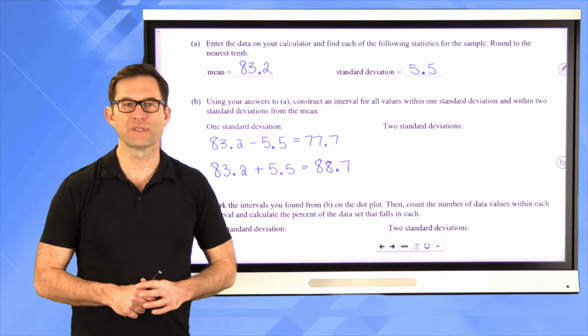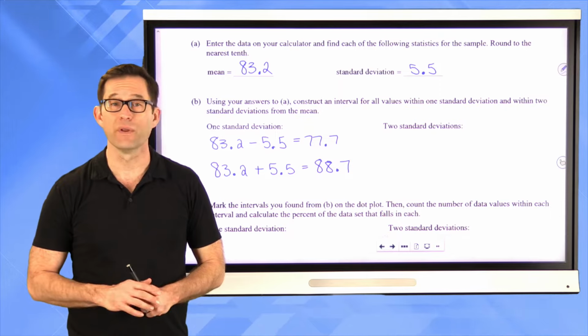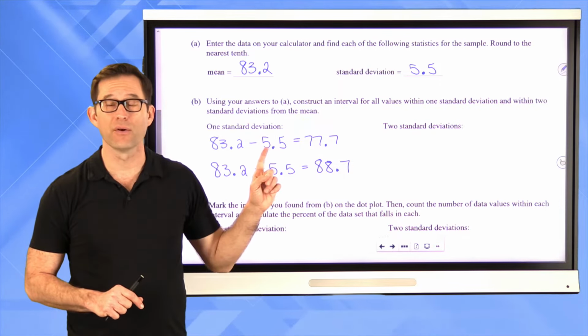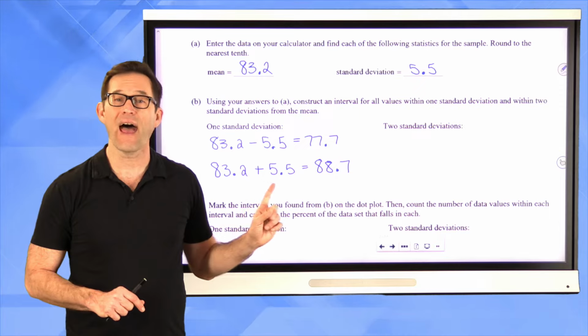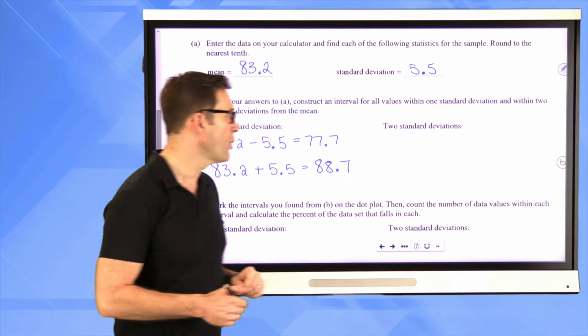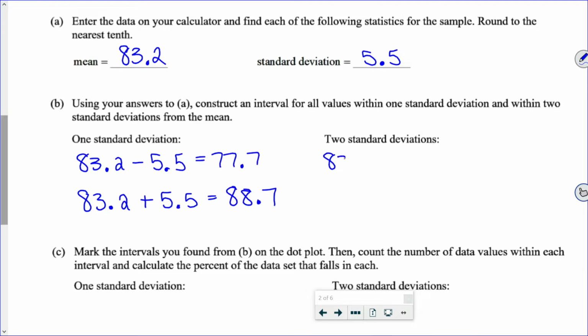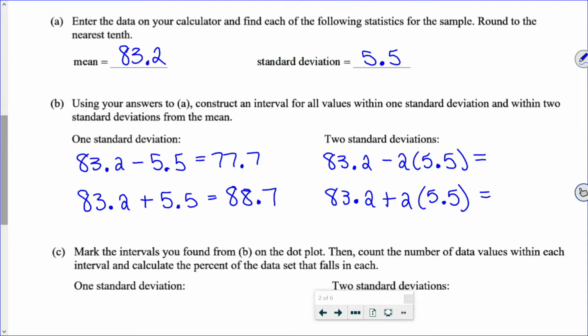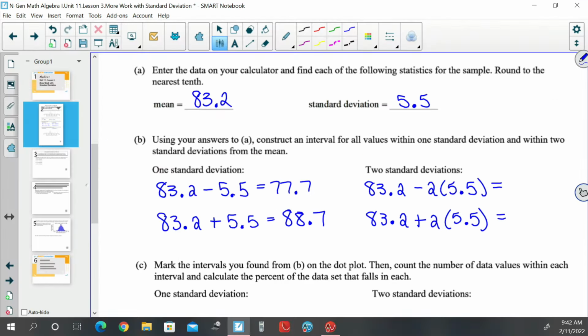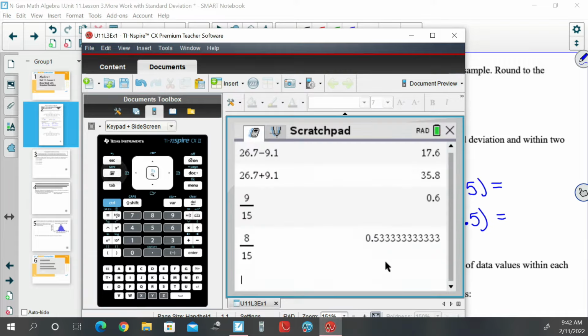Now, how do I do the 2 standard deviation interval? Well, for that, it's really simple. I want to subtract 2 standard deviations away from the mean and add 2 standard deviations to the mean. Now, we can do this with a formula by literally just doing this: 83.2 minus 2 times 5.5. I think I'll probably do this on my calculator. And then 83.2 plus 2 standard deviations. It's really that simple. I'm going to subtract off 2 standard deviations, and I'm going to add 2 standard deviations.